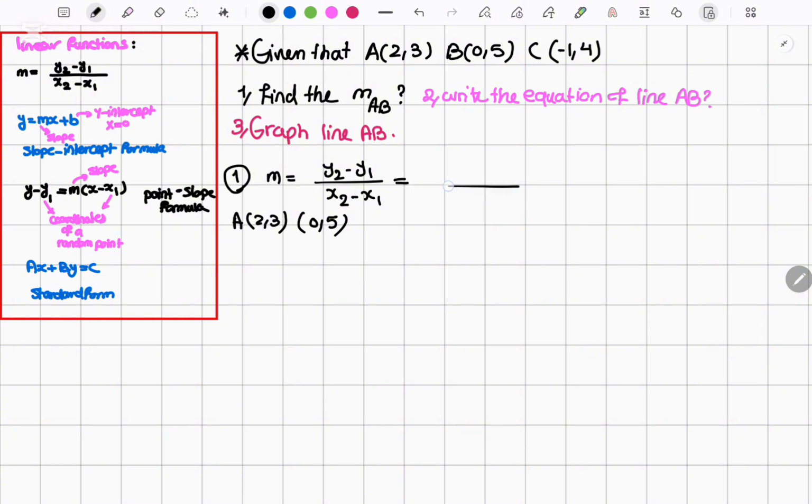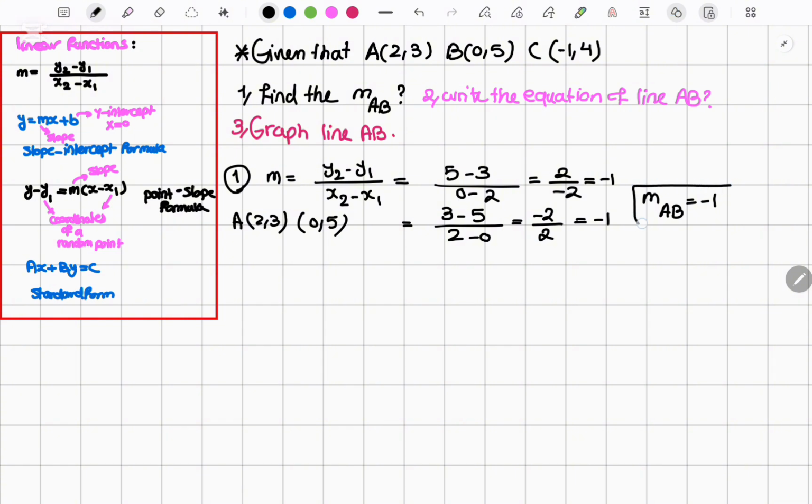So over here, I'm going to consider B as my second point: 5 minus 3 over 0 minus 2, which is 2 over negative 2, and that's negative 1. And if I do the other way around, if I consider point A as my second point, I'm going to have 3 minus 5 over 2 minus 0, which is negative 2 over 2, still negative 1. As you see, you're going to get the same thing. So m of AB is negative 1, and I found the slope. So this is going to be the slope of line AB.